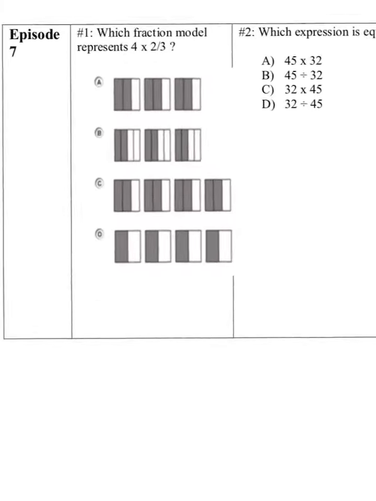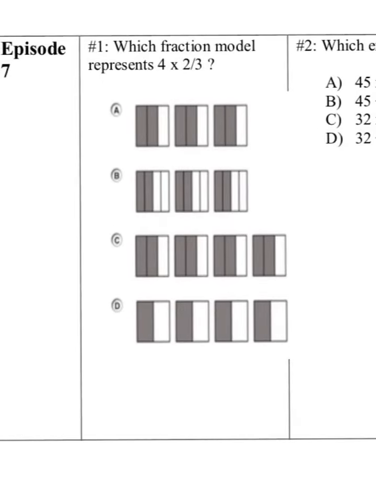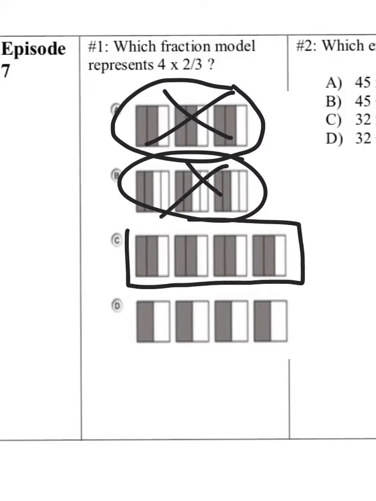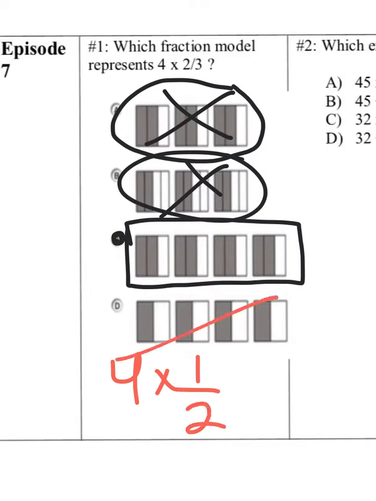Number 1. Which fraction model represents 4 copies of 2/3? So A is actually 3 copies of 2/3. We actually want 4, so that one does not work. B is really 2/4, which is really 1/2. That's also incorrect. C is 2/3, and there's 4 of them. That's the one that we want. So the answer is going to be letter C. D is actually 4 copies times 1/2, and that's obviously not what we want. The answer is going to be C. 4 times 2/3.